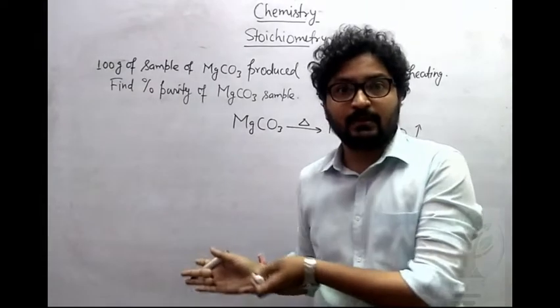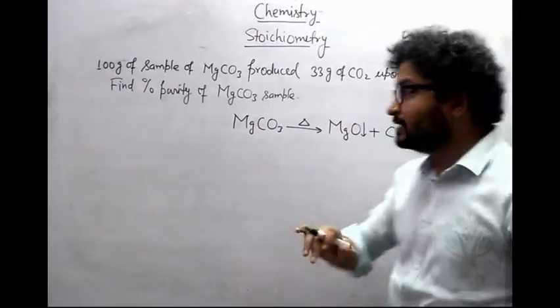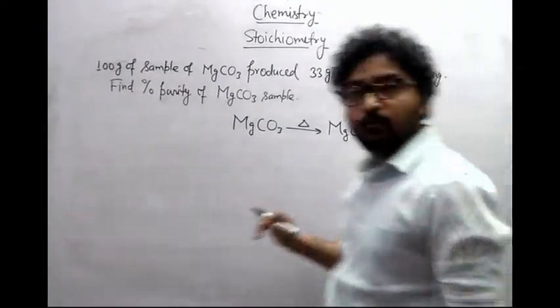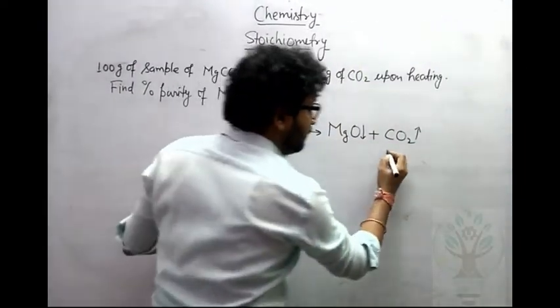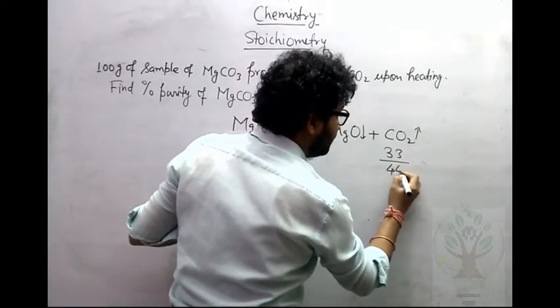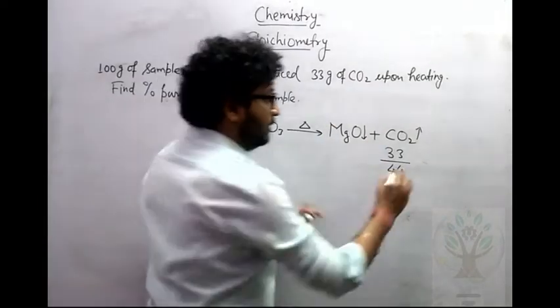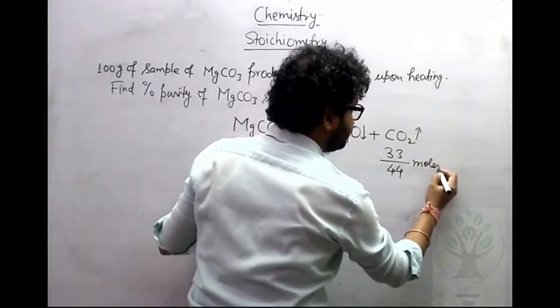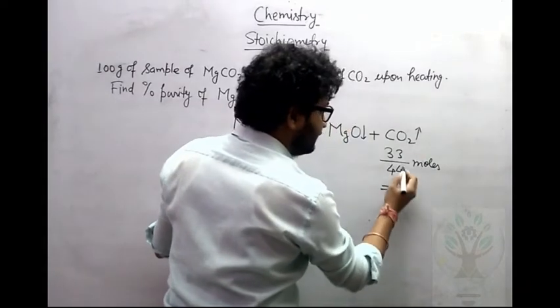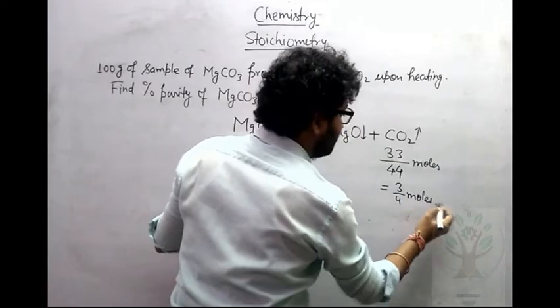So you know that this 33 gram is pure. So I will say, how many moles of CO2 actually have been produced? Total moles of CO2 produced will be 33 divided by 44: weight of CO2 produced divided by molecular mass of CO2. Cancelling by 11, it is 3 by 4 moles.